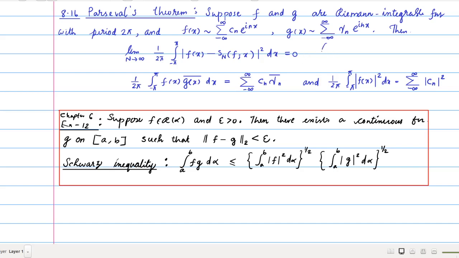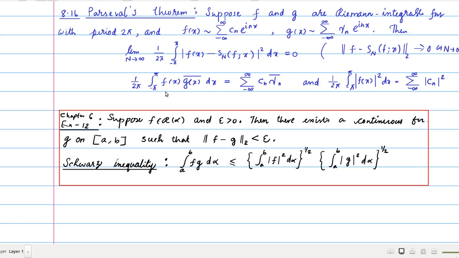The meaning of the statement is, you might have heard about the 2-norm. So with respect to the 2-norm, this sequence of partial sums of the Fourier series converges to f(x). That means when you take the power 1 by 2 on the left side, we get the 2-norm of f minus S_n f, and this 2-norm tends to 0 as n tends to infinity. That is the meaning of this statement. And this is the 2-norm.